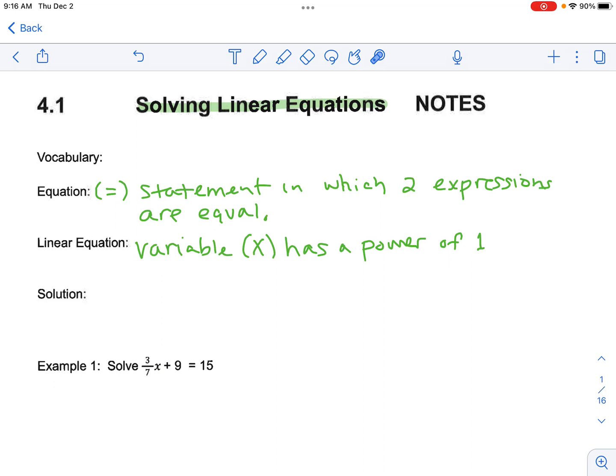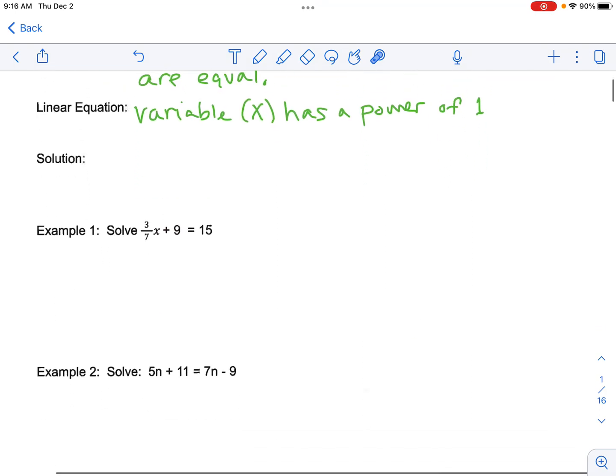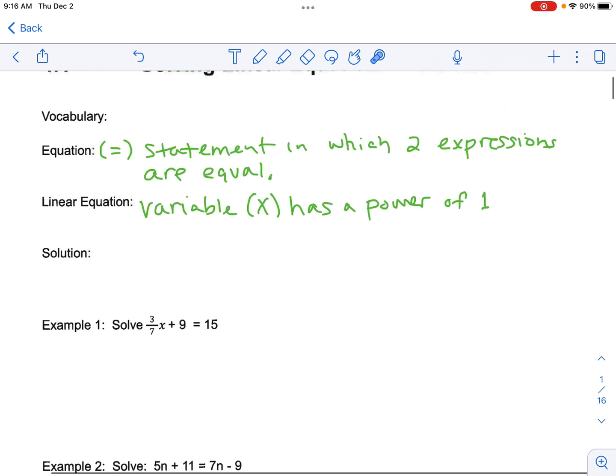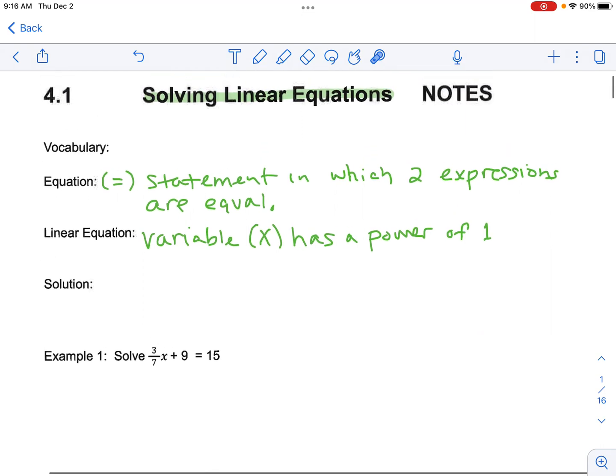The other thing you might think of is, since we do use the variable x so often, you can see in the examples, sometimes we use n, most of the time we use x. We use n in example 2 there, but these equations, if we graph them, they'll be linear, and hence the title of this section, solving linear equations. So when we graph, this graph is a line.